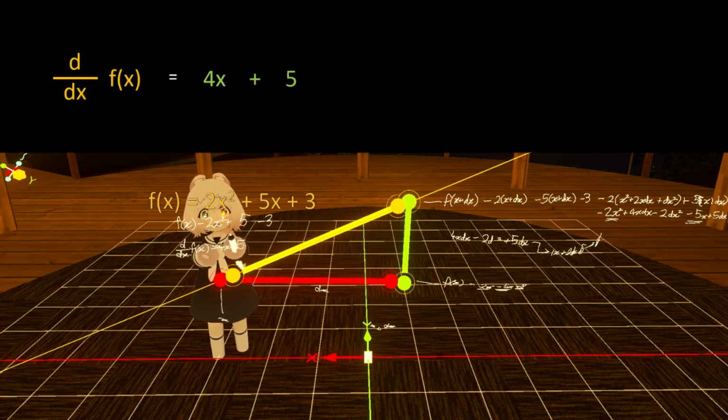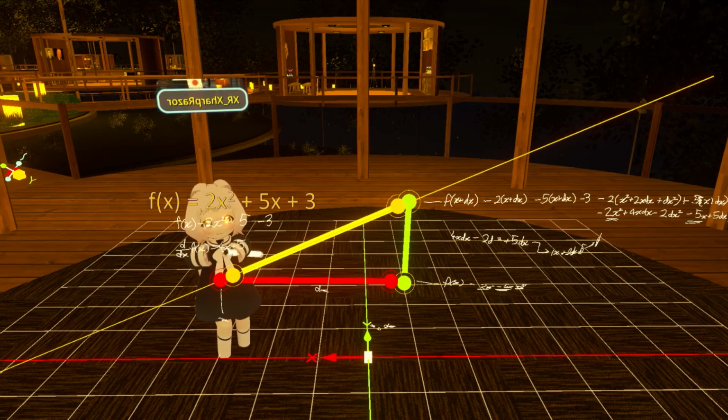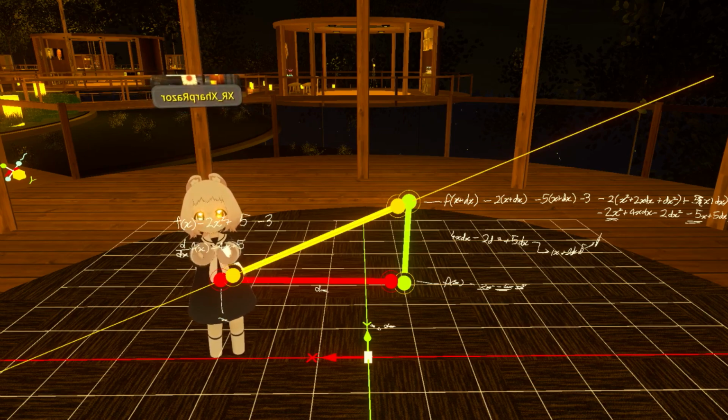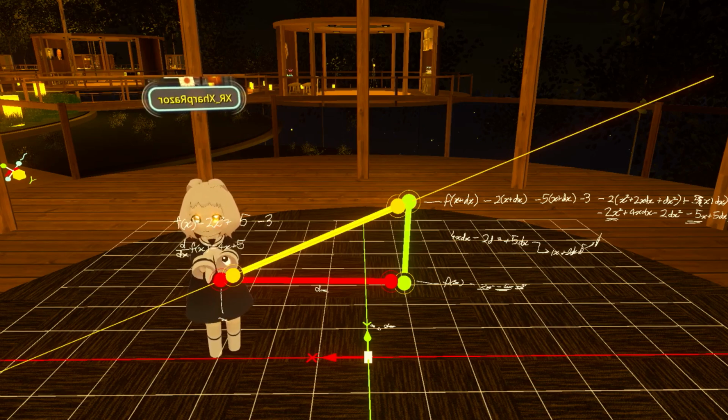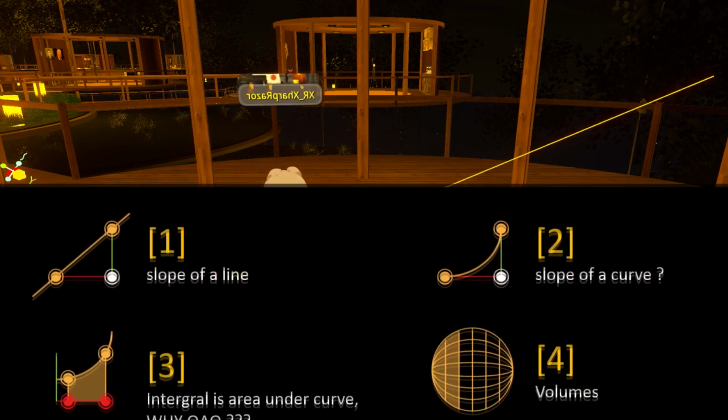So for example, when x is, let's say, 3, then we can immediately know that the slope at that point is 17. You can just give an x value, and then you can immediately know what the slope is at that point. So yeah, this is a quick mathematical example just to figure out the slope of a function.